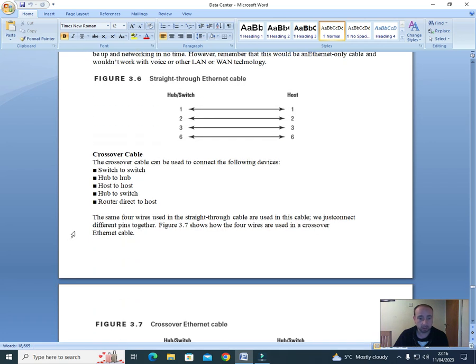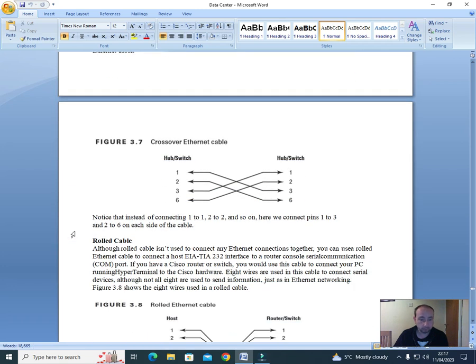Crossover cable. The crossover cable is used to connect the following devices: switch to switch, hub to hub, host to host, hub to switch, router direct to host. Same 4 wires used in the straight through cable are used in this cable. We just connect different pins together. Figure 3.7 shows how 4 wires are used in a crossover Ethernet cable. Notice that instead of connecting 1 to 1, 2 to 2 and so on, here we connect pins 1 to 3, 2 to 6 on each side of the cable.